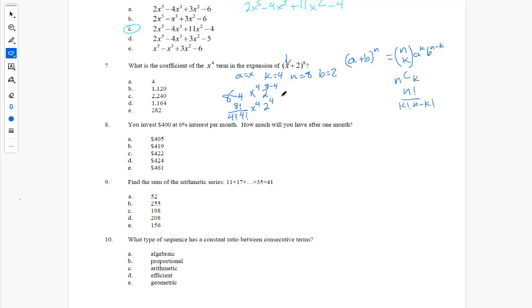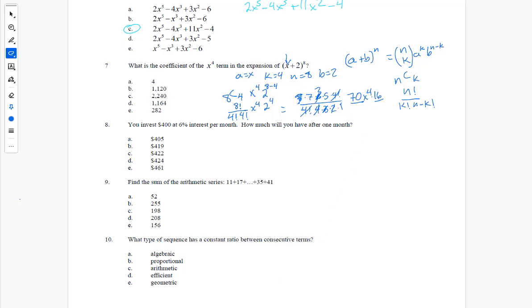So we're looking for the coefficient on x to the 4th. Let's simplify this just a little bit. 8 times 7 times 6 times 5 times 4 factorial over 4 factorial, and 4 factorial is 4 times 3 times 2 times 1, so the 4 factorials cancel. The 4 times 2 is an 8, and a 3 divided into that 6 is a 2. So we get 5 times 2 is 10, times 7 is 70. 70 times x to the 4th times 2 to the 4th, which is 16. 7 times 16 is 112.